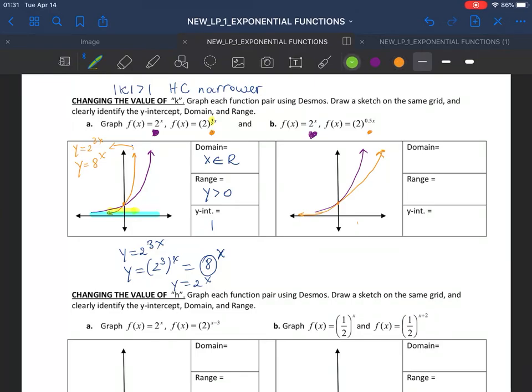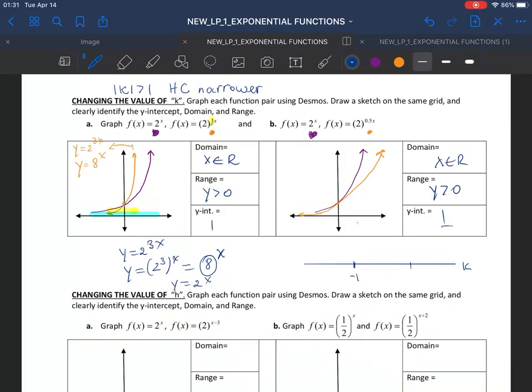Good enough, I guess. So we're going to say that the domain for this function, again, x any real number, y bigger than 0, y-intercept equals 1. Okay, so again, very quickly, we're going to mention the fact that here are the values of k.